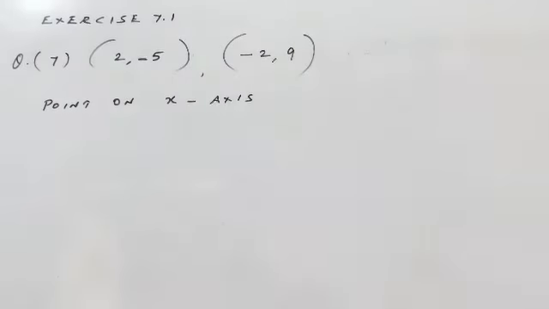Good morning students. Now question number 7 in exercise 7.1. Find the point on the x-axis which is equidistant from 2, -5 and -2, 9. They are asking the point on the x-axis. On the x-axis, there is no point on the y.